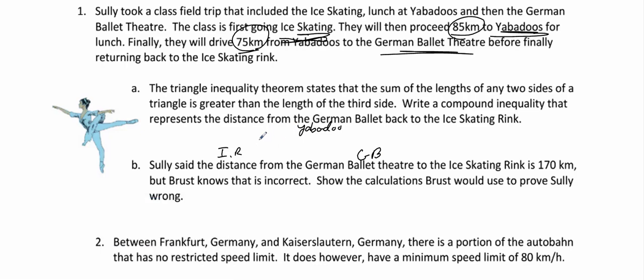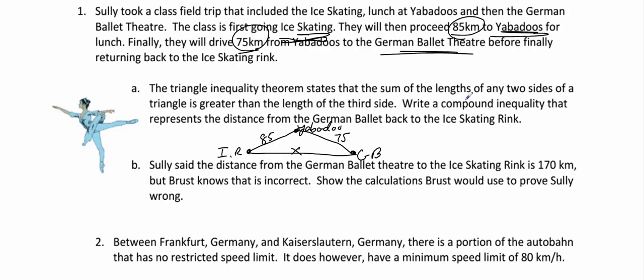So where did I go? I went from the ice skating rink to Yabadoo's, and that we know is 85. Then I went from Yabadoo's to the German Ballet, which is down here, and that's 75. And then I went from the German Ballet Theater back to the ice skating rink. I do not know this value, and that's x.